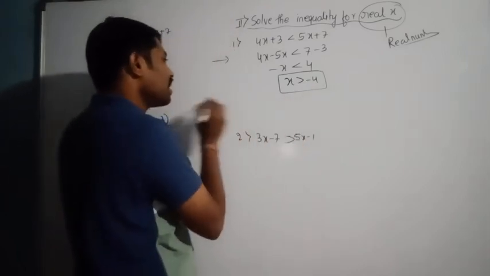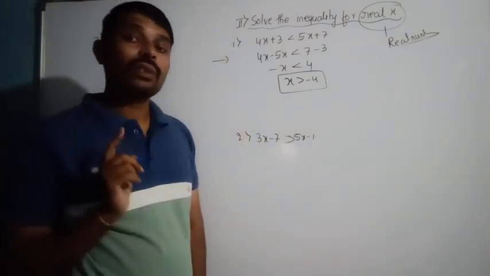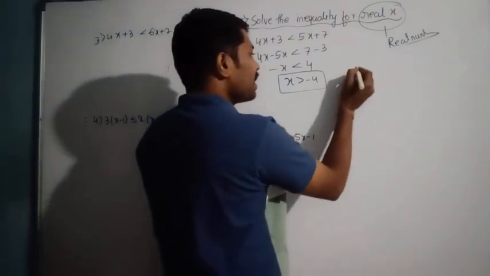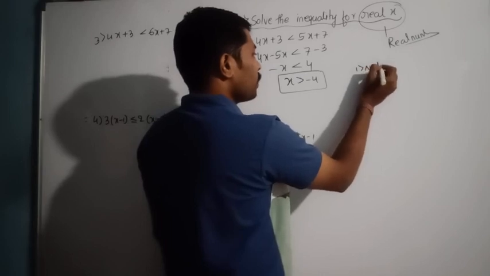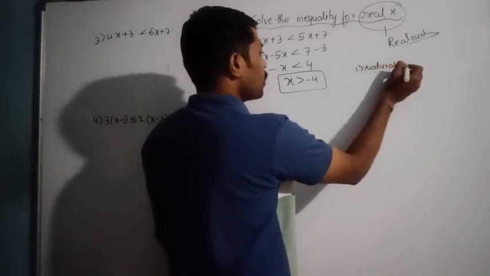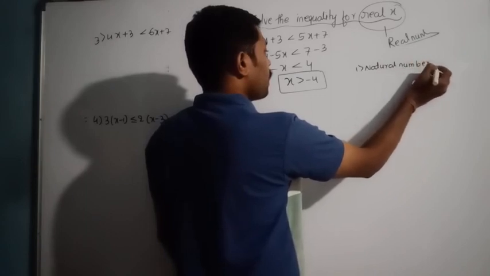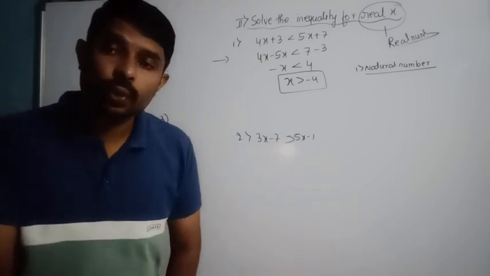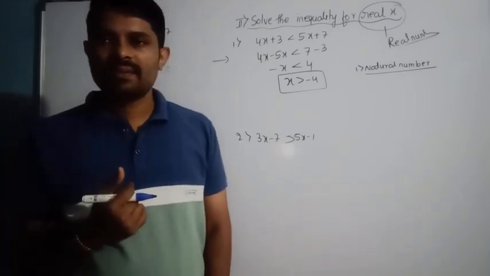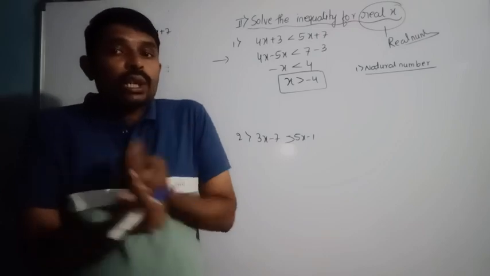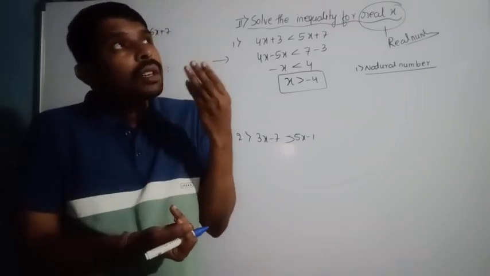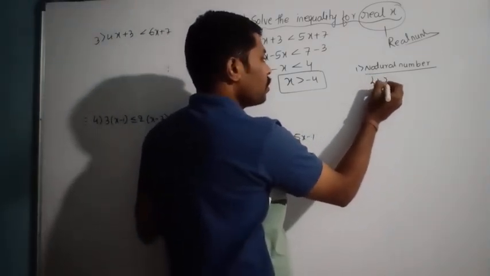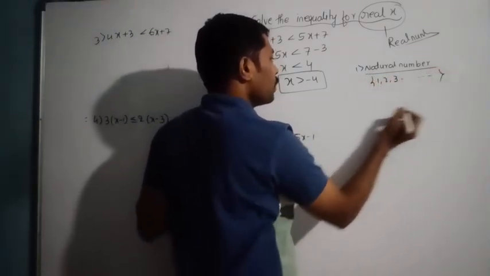See, we want the answer in terms of real numbers. Okay, I will discuss, listen here. Suppose they ask the answer in terms of natural numbers. x is greater than minus 4. कौन सा natural numbers are there? Greater than minus 4, which natural number is there? Greater than minus 4 means start with 1 only, no? So 1, 2, 3, and so on.